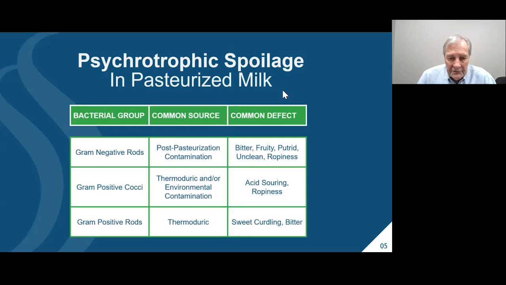Gram-positive cocci are thermoduric organisms, or they can be environmental contaminants. They usually cause acid souring and ropiness in our milk, but these are most likely to be environmental contaminants. I have found these to be present in compressed air many times. The third group of bacteria is gram-positive rods. Gram-positive rods are thermoduric, meaning they can survive pasteurization, and usually result in sweet curdling and bitter flavors in milk.